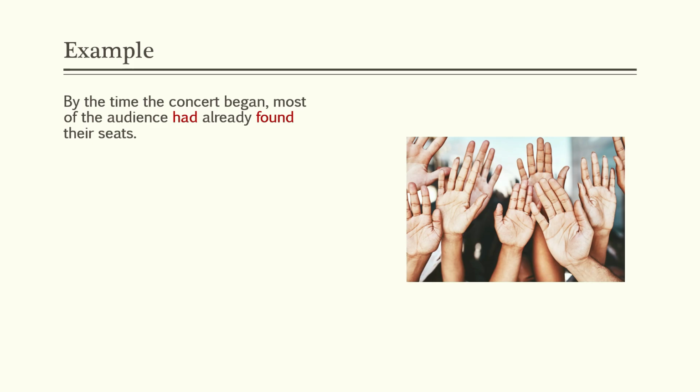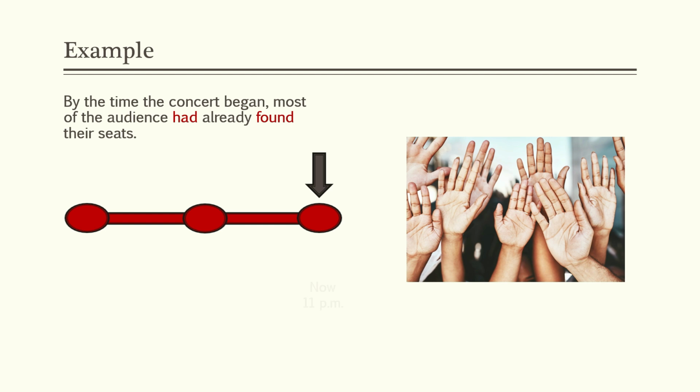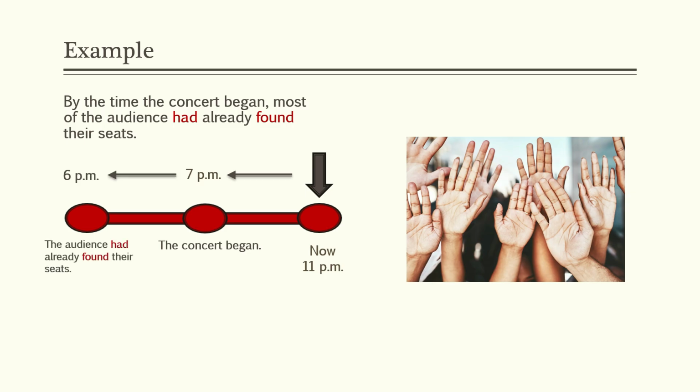Let's see why this uses the past perfect. I'm going to explain this using a timeline, so you can see clearly which action happened first and which happened later. Imagine this is our timeline. This is now, 11 p.m. Now let's go back to the past, to the moment the concert began. Let's say it was 7 p.m. Even earlier, at 6 p.m., the audience had already found their seats. So, on our timeline, the action of finding their seats happened before the concert began.